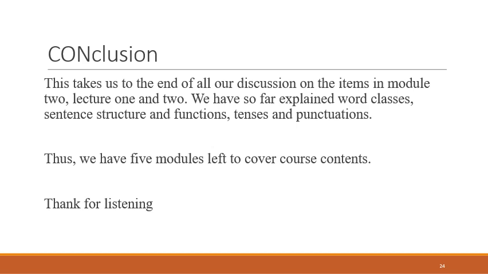This takes us to the end of our discussion on the items in Module 2, Lectures 1 and 2. Remember we said this module promised to address 4 important aspects of grammar: the word class, the sentence type, the tenses, and punctuation. And as we remember, in Module 1 we looked at word class and sentence type. In this lecture we looked at tenses and punctuation. By way of review, we said tenses indicate time, and there are 3 basic types of tenses, namely the past, the present, and the future. Each one of these types has four subtypes, which we discussed, and then we talked of punctuation as being of two major categories, that is what we call the terminal and the non-terminal.